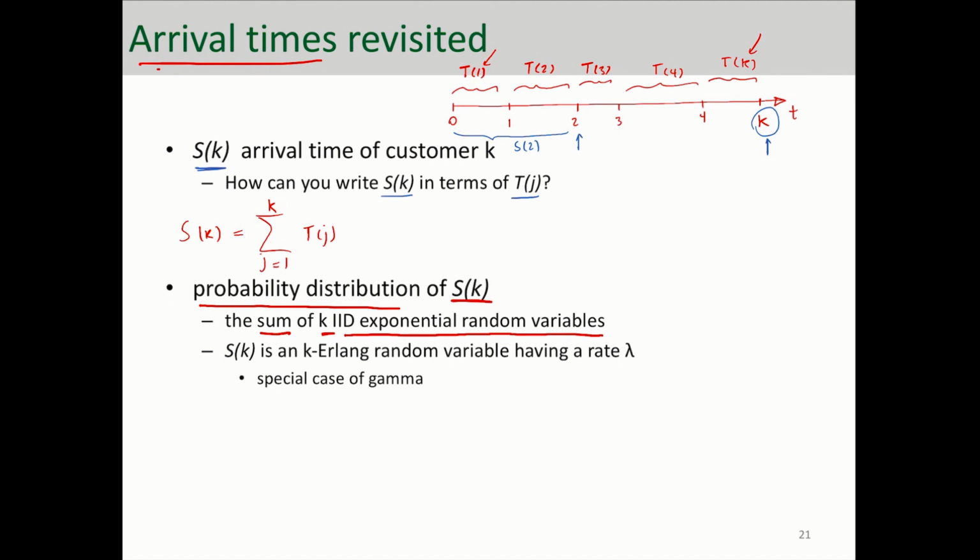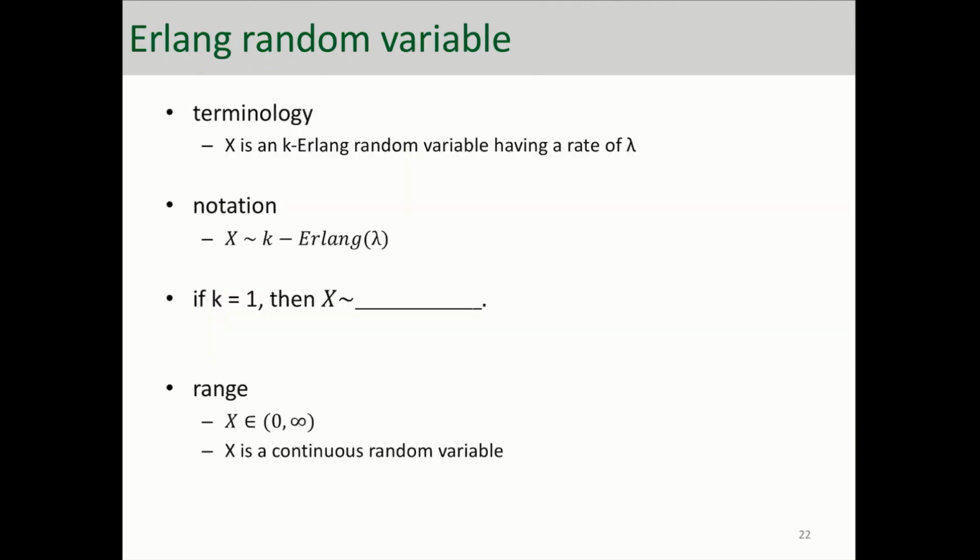Independent and identically distributed exponential random variables, because these are all exponentials. We call S of K a K-Erlang random variable because it follows the Erlang distribution, which is a special case of the gamma distribution. So S of K is going to be K-Erlang, where K is the arrival of the kth customer or occurrence. The terminology is a random variable K-Erlang with the parameter lambda, the same lambda that we had in the Poisson process. It's the average arrival rate. So K-Erlang has the only parameter lambda.